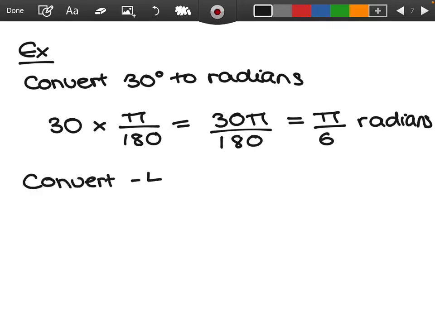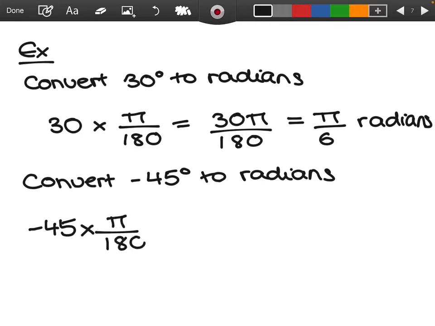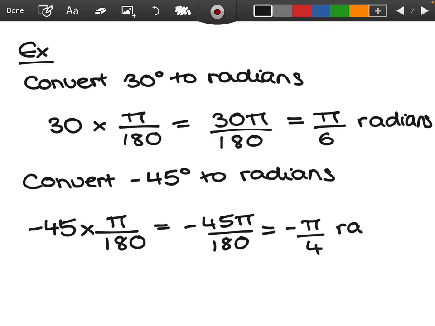How about a negative angle where we've gone clockwise? So we're going to convert negative 45 degrees to radians. So again, I'm going to multiply by pi over 180 to give me negative 45 pi over 180. And if we cancel out that fraction and simplify it, I'm going to get negative pi over 4 radians.